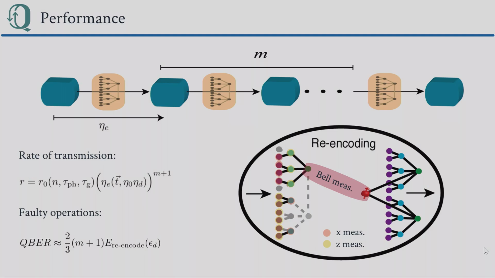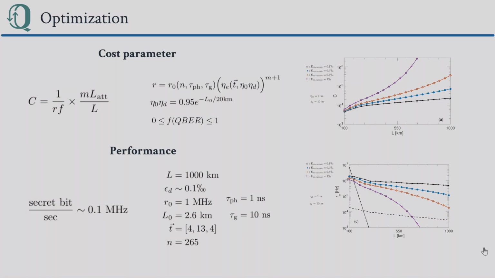We also have faulty operations, and we can parameterize that as some probability of a depolarizing error on any qubit in the state during our encoding operation. Putting that in, we look at a cost parameter, which is the C here. It's not the cooperativity here, it's the cost parameter. We optimize that. In this cost parameter, we take into account that it costs something to add repeater stations. Increasing the tree size is also a problem, because our rate is going to go down. We have to emit more photons and do more gates. All that is put in here.